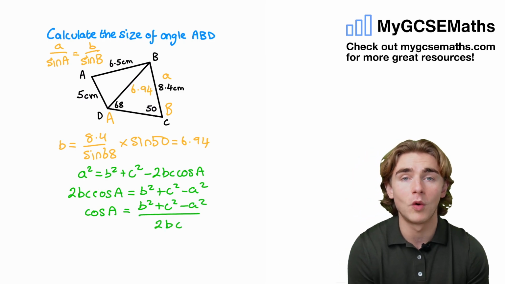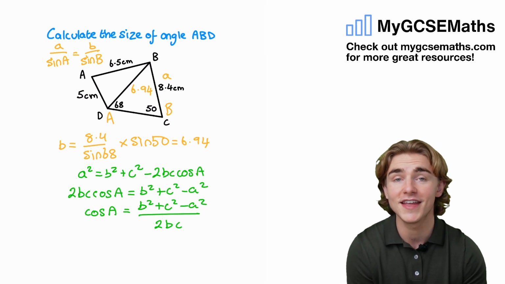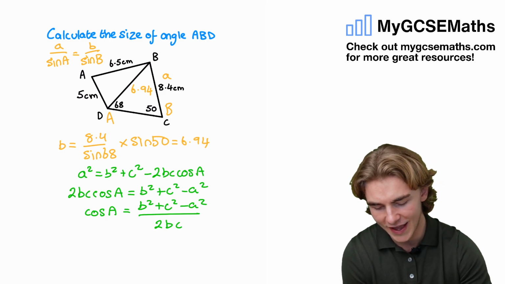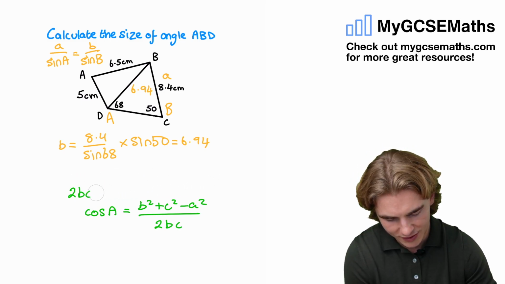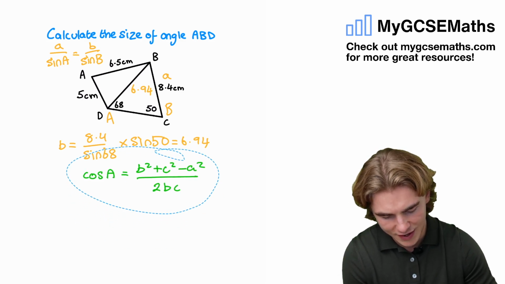We're going to get that cos A is equal to b squared plus c squared minus a squared over 2bc. Now what we can do, guys, is substitute our values of a, b, and c into this equation and then rearrange to find our missing angle. Let's do it now. I'm just going to rub out this little bit of working out to make things a little bit clearer. I'm going to move this formula up a bit, just like so.